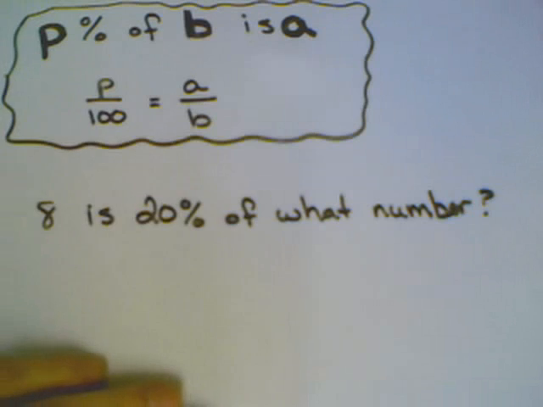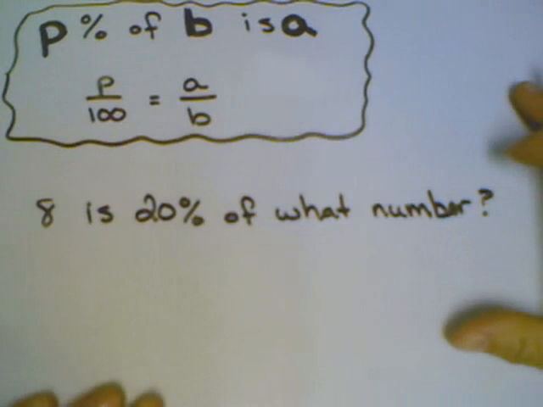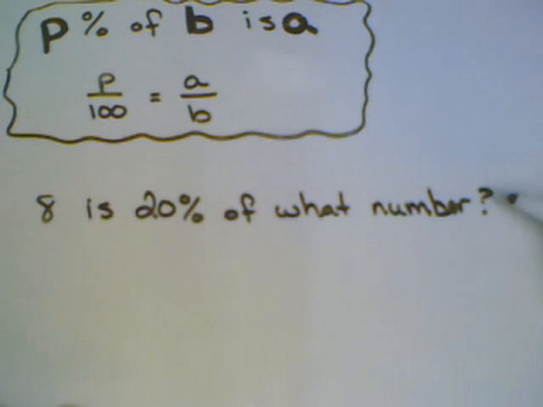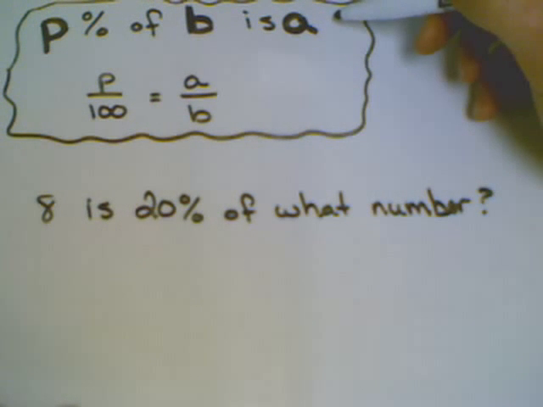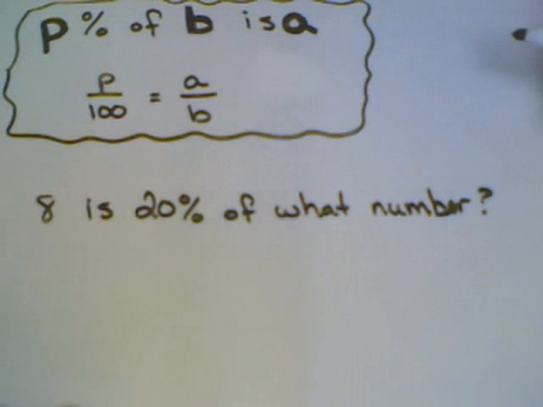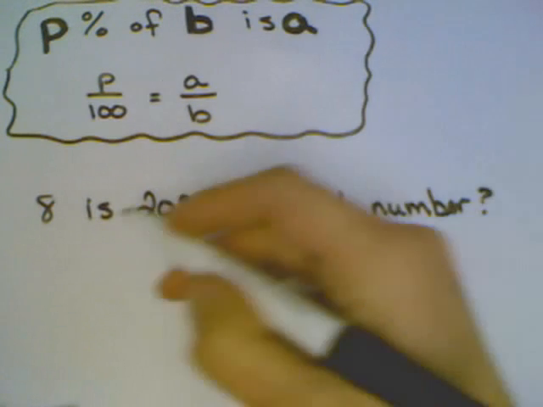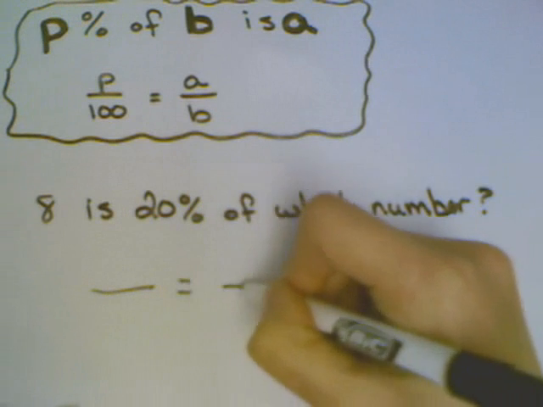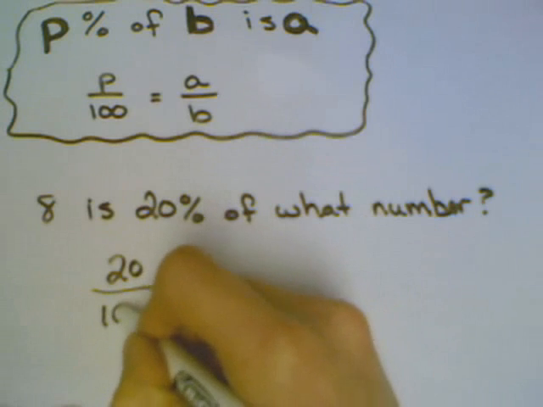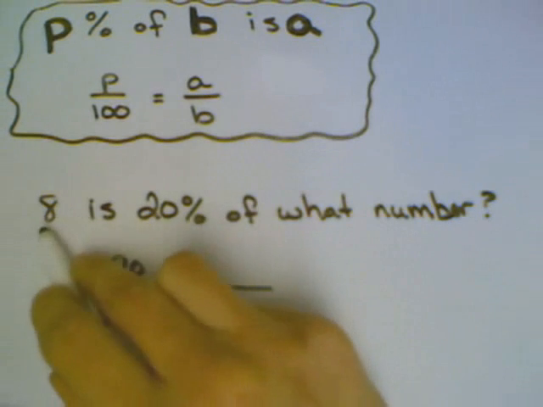Here's another example of a percent of problem. 8 is 20% of what number? This statement follows this general form, except that the A is coming first, and it's saying A is P% of B. But we can still set up the proportion. Percent is always the easiest one to put in. It has the percentage sign after it. So it's going to be 20 over 100.